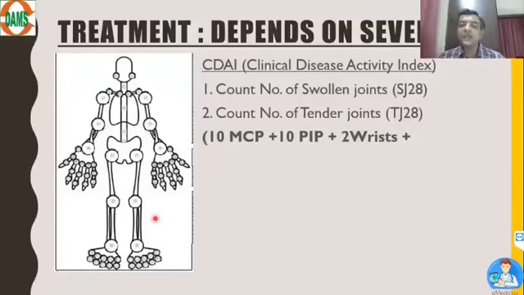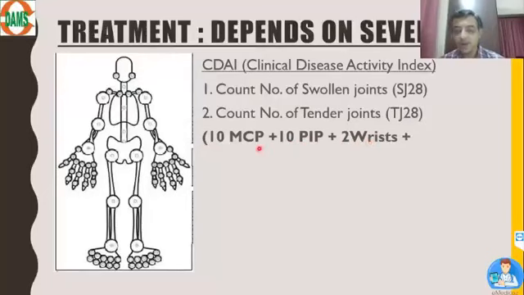So which are the 28 joints that we want to know? Write it down. SJ means swollen joint. TJ means tender joint. You want to count 28 joints. Which are the 28? There are 10 MCP joints, metacarpophalangeal, in both hands, 10 PIP joints and 2 wrists.